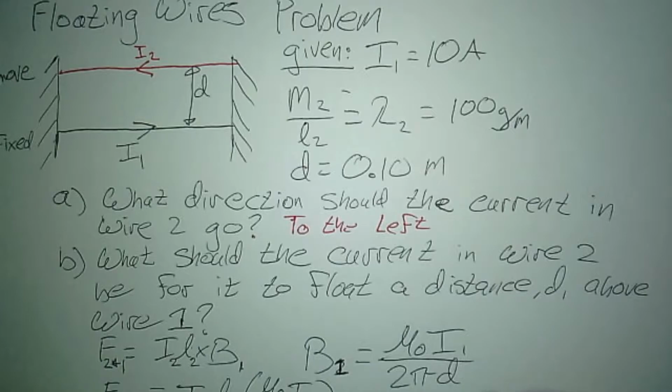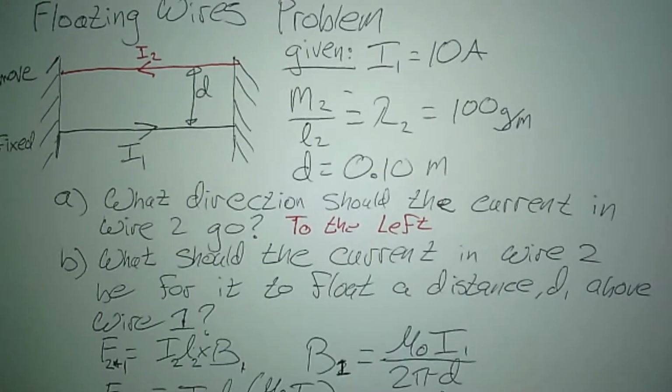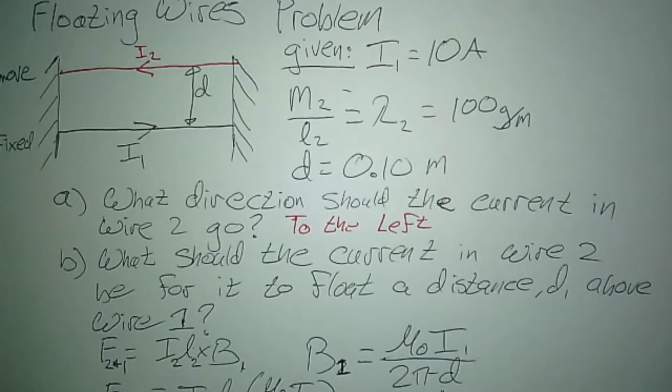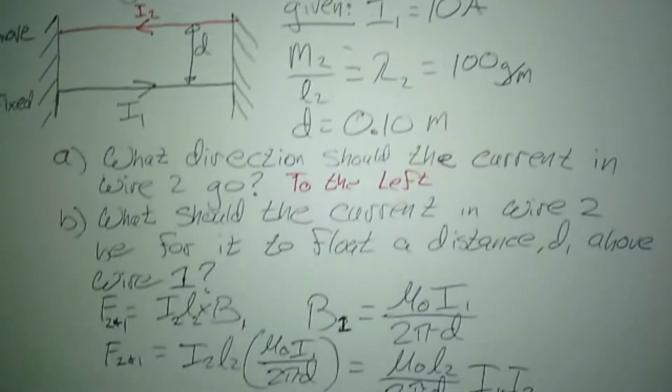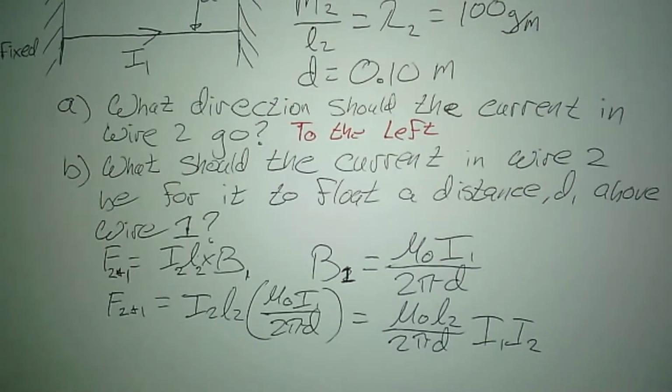But, well, I guess let's simplify first before we do that. So mu naught L2 over 2 pi d times I1 I2. Okay. Oh, you guys couldn't see that last line. I'm sorry. There we go.